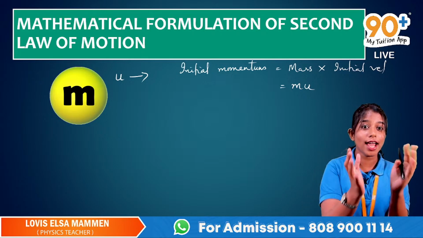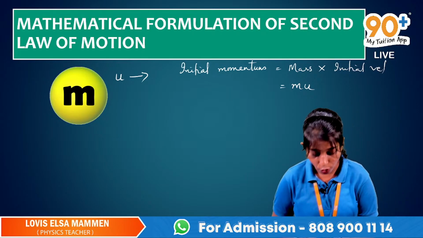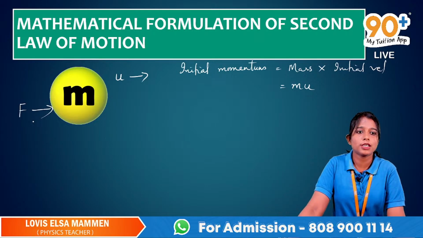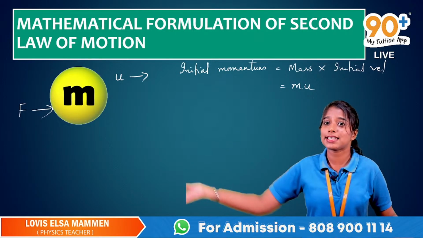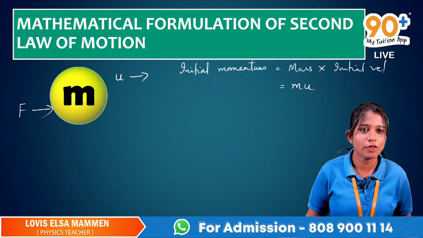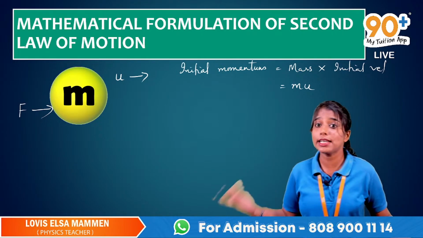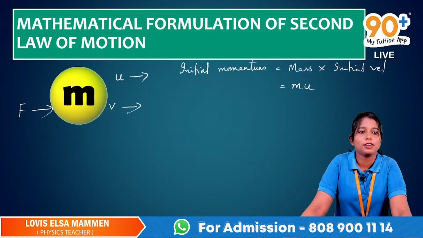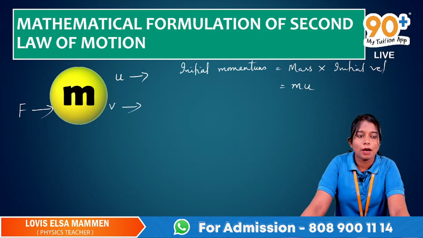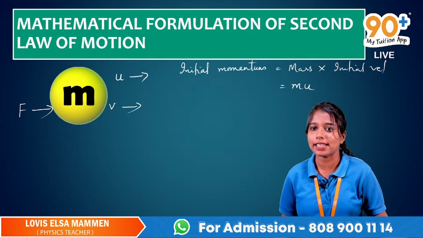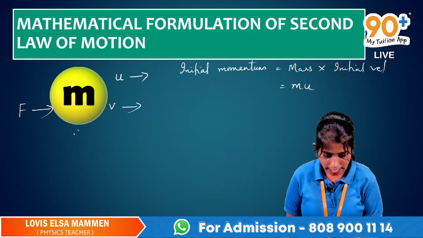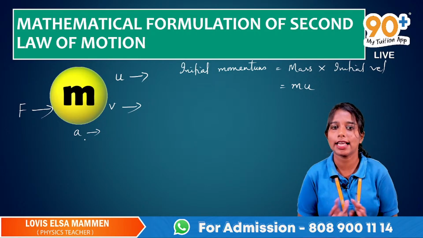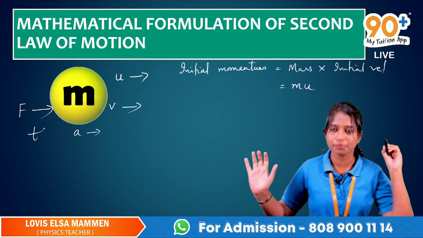Now everyone look here, I have now applied a force on it. So obviously its velocity changed. Yes, obviously velocity changes. So now it has a final velocity v. Then it has got accelerated. It has undergone an acceleration a. All of this happens in a particular time, at time t.